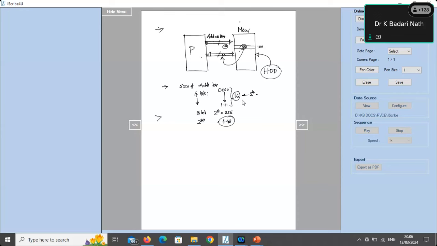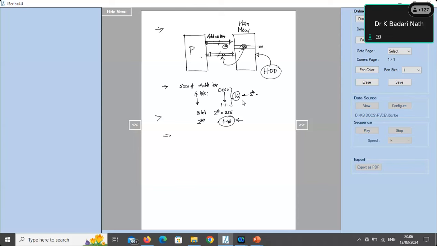This memory is also called main memory. Main memory means the memory which is directly connected to the processor through the address bus. Anything which is connected directly to the address bus is called main memory. I can use the secondary storage with a paging concept, replacing the pages and bringing them to the main memory. But if you want to keep a program always in the main memory, the limitation is the address bus.